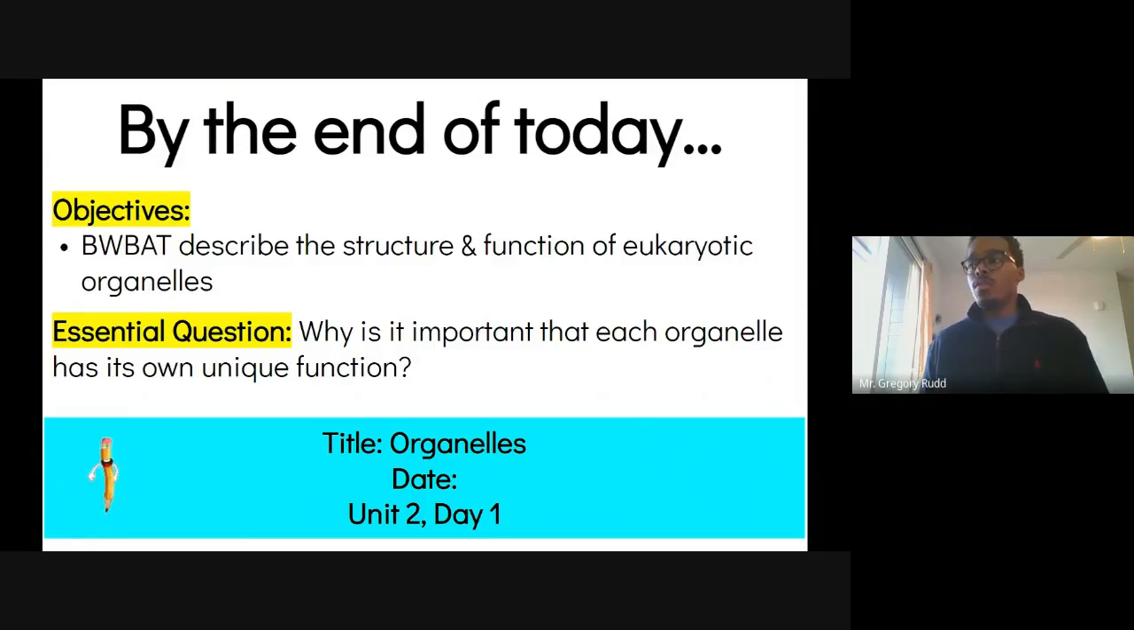So what we'll do is we'll describe the structure and function of eukaryotic organelles, and we will try to answer this question: why is it important that each organelle has its own unique function? That's a good question, and it's one that we'll continue to come back to throughout the course. Cells do a really, really good job of specializing, and that's ultimately what the answer to that question is. Cells want to have certain areas that are dedicated to certain jobs.